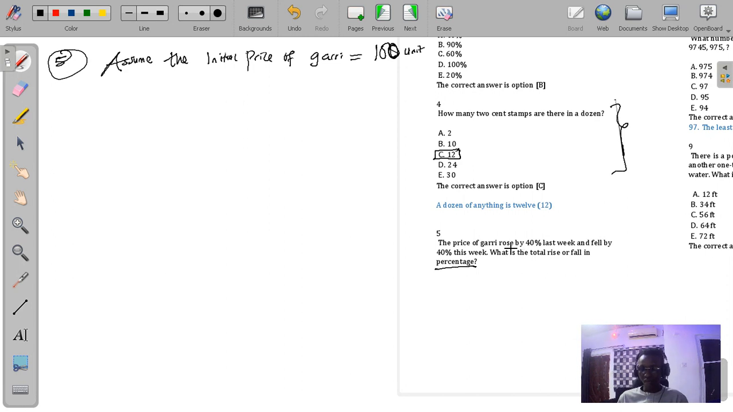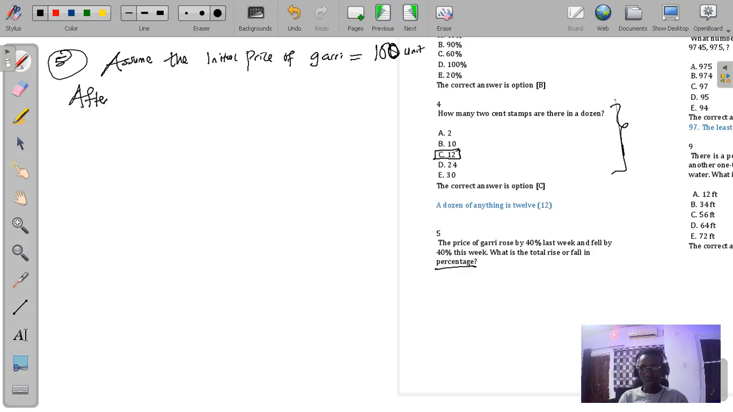This is an increment, right? It rose means it increased, right? So it rose by 40%. That means I will take 40%. What's 40% of 100? That should be okay. Let's say after the increase, let me do it this way.